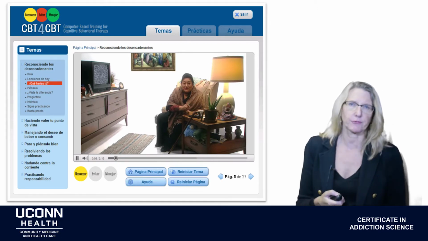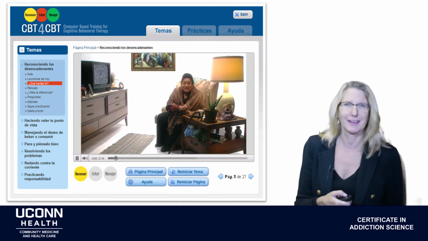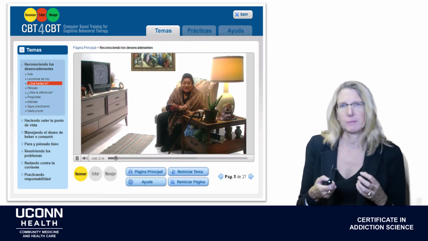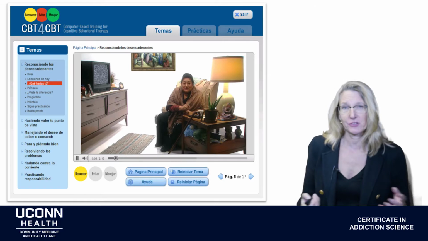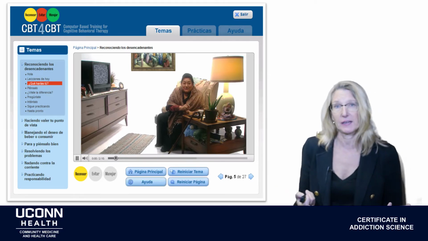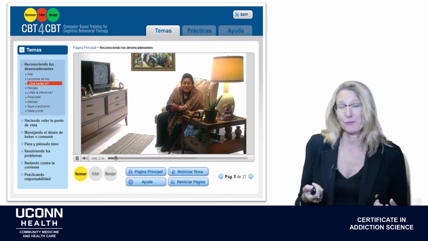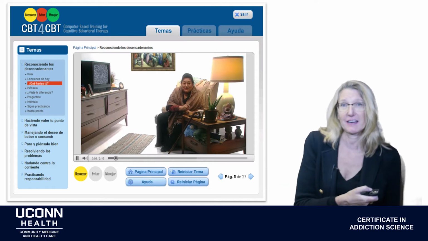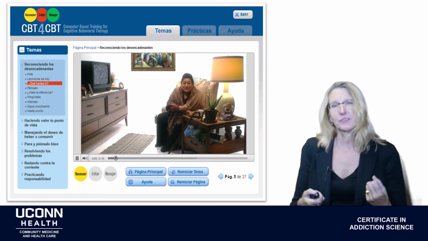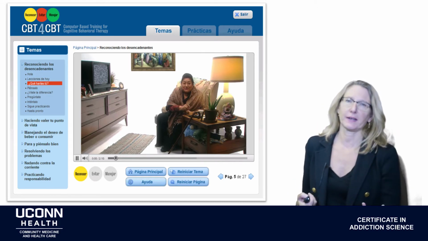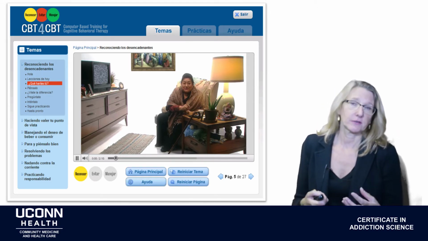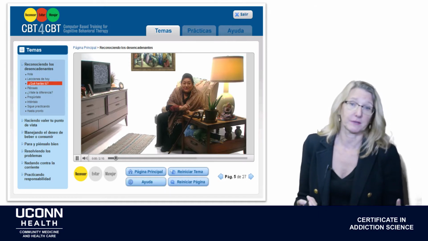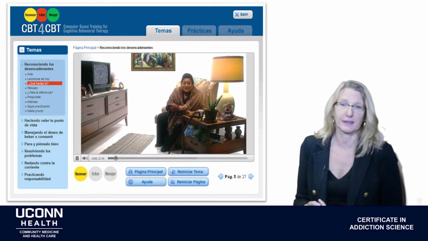This is a screenshot from our most recent version, which is a culturally adapted version of CBT4CBT done entirely in Spanish as a telenovela. Completion rates for this are high because everybody wants to see what happens to the characters. So again, by entertaining and drawing them in, we're delivering CBT to a population of substance users that's often ignored by the treatment system. So this is very exciting.